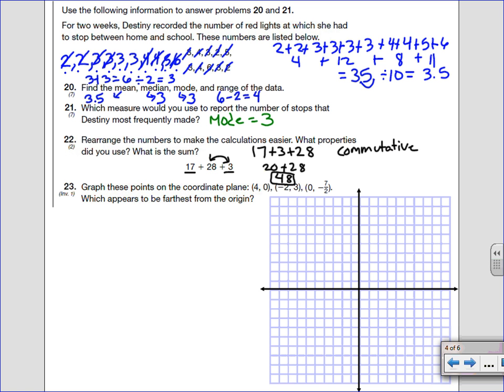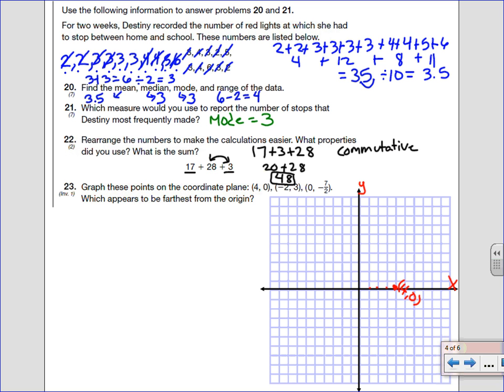Remember, when we have coordinates, the first number is x, which is side to side. The second number is y, which is up and down. So 4 means I go over 1, 2, 3, 4 places. And 0 means I don't go up or down. So the first one, 4, 0, is right here.